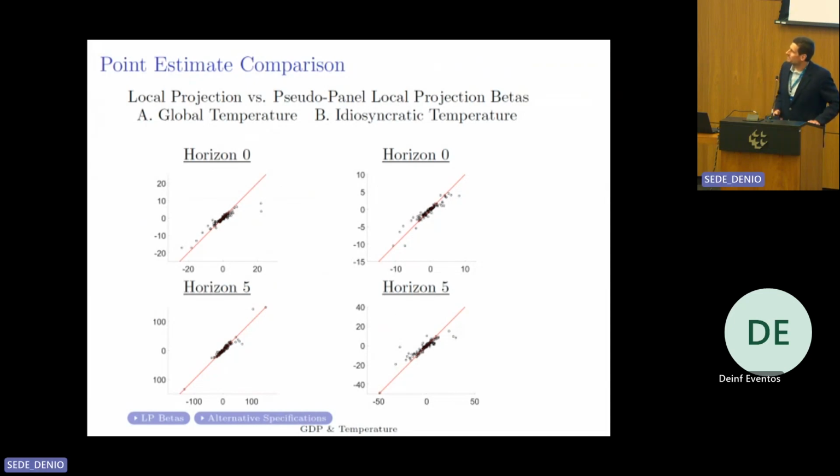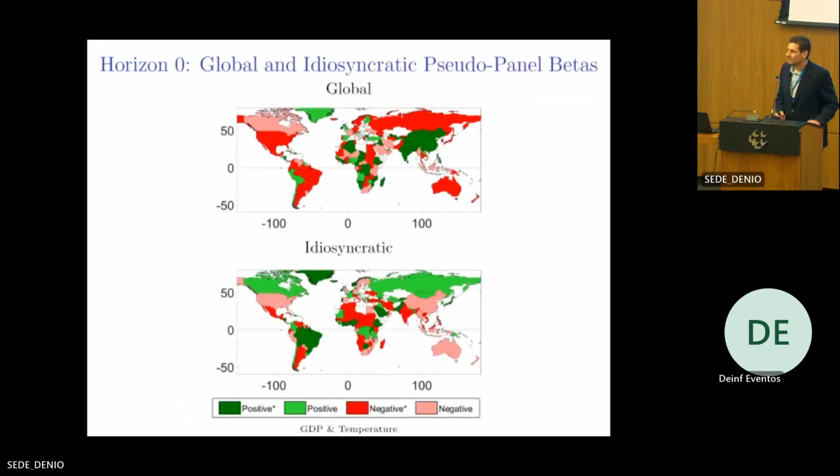Here are the main results that we're going to show today. We're going to show the pseudo panel betas for global and idiosyncratic temperature. Green is going to be significant positive. The lighter green is positive, just not significant. Significant negative is going to be in red. And the light red is negative, just not significant.